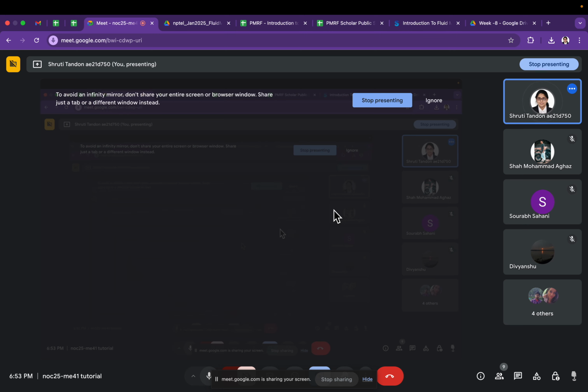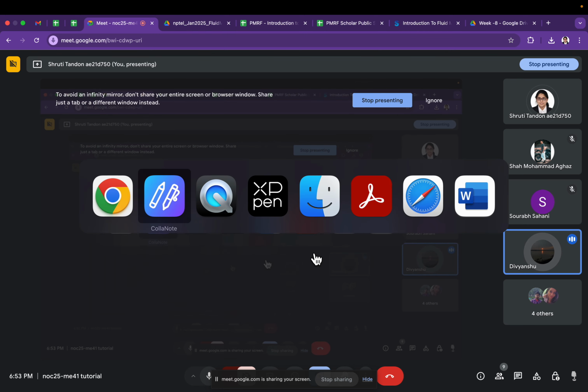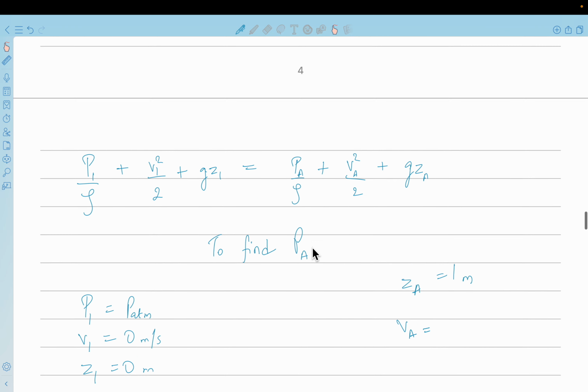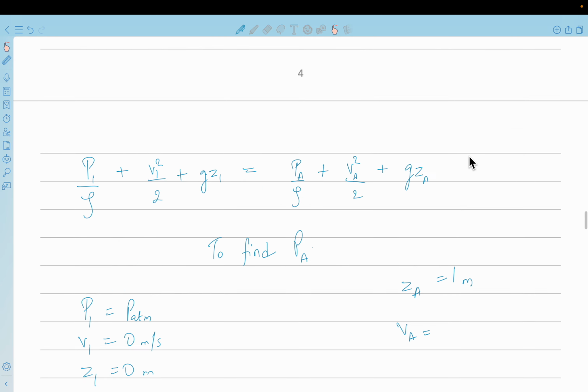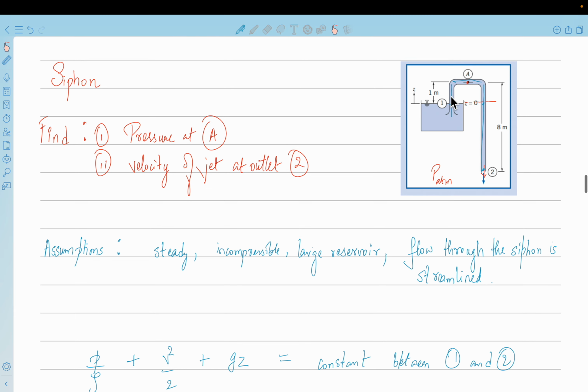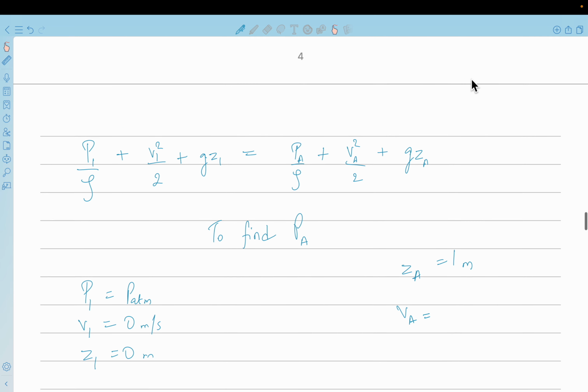Am I audible right now? Let's change my connection. What we have done now is written the Bernoulli's equation between location 1 and location A. I start from location 1, there's a streamline going up to location A, and I've written Bernoulli's equation between these two. So I know all the quantities. ZA is 1 meter. What about VA, velocity at A? How do I find that?